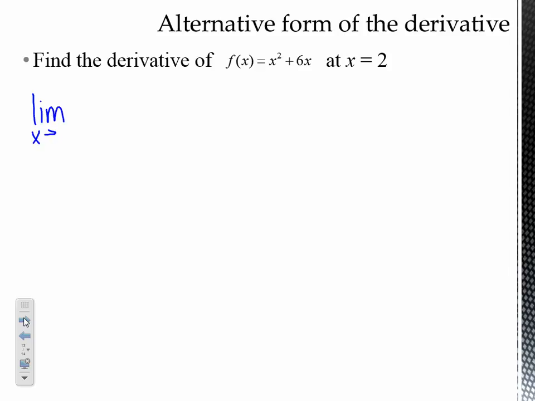So the limit as x approaches 2 of 4 plus 12. Don't we need to say f of x minus f of c, all over x minus c, the derivative as the slope, right? Is it minus 6? 2. So we're evaluating the derivative at 2. It's x plus 6.